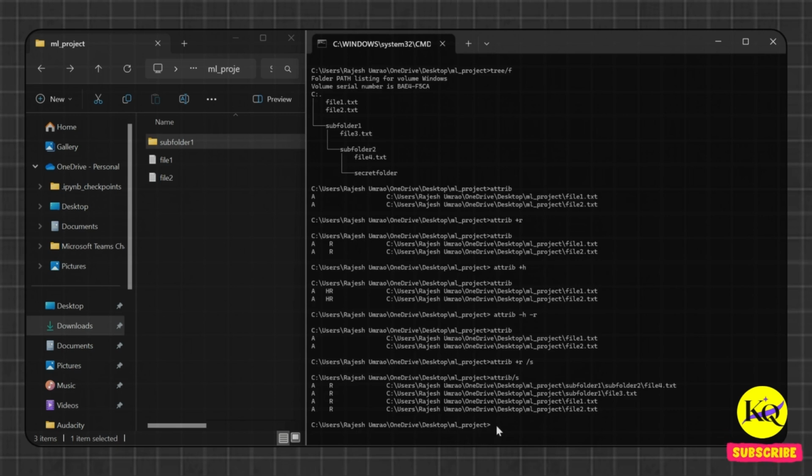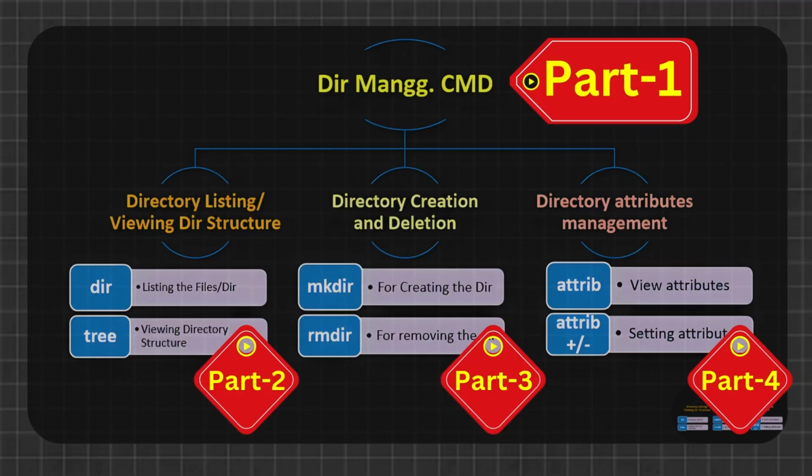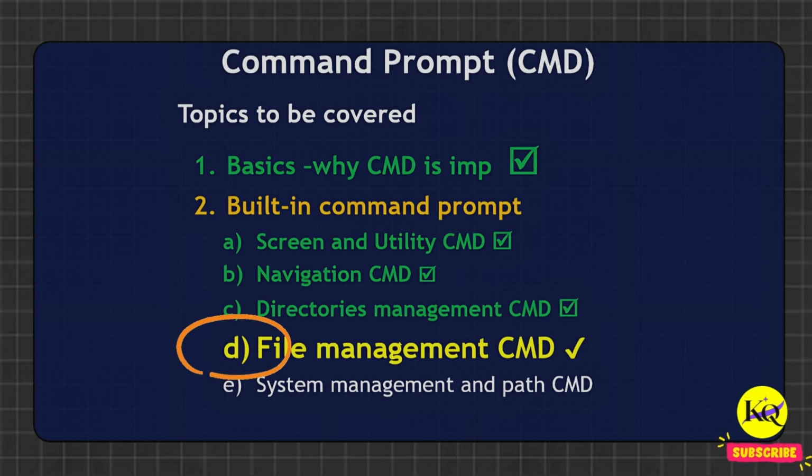So hope you have got a clear understanding of this whole concept about setting and viewing attributes. With this we have completed all 4 parts related to directory management commands. From the next video we are going to see file handling related commands.